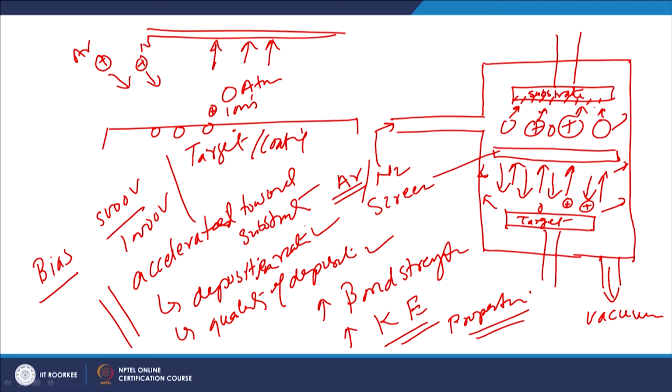In order to have very controlled deposition over the substrate, using these ions and the atoms which are coming out from the target material, bias is used of the sufficient strength so that these can be accelerated towards the substrate in order to have the good bond strength as well as sufficient deposition rate.